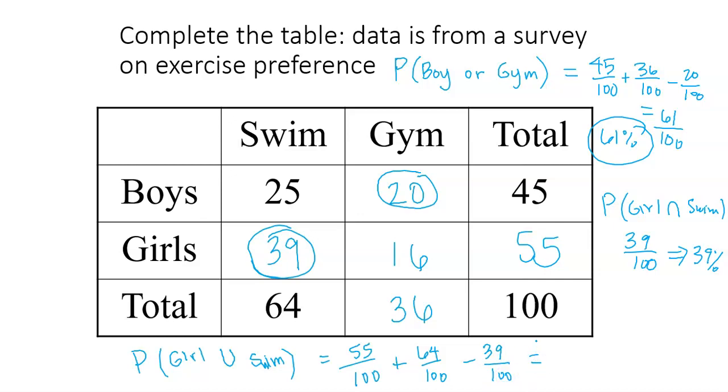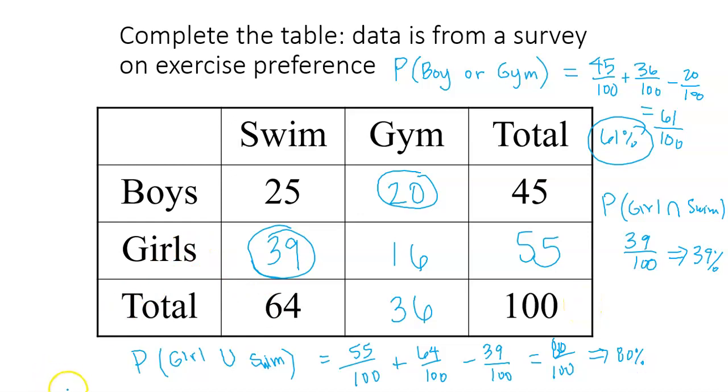So 55 plus 64 minus 39 is 80. So 80 out of 100, or 80%.